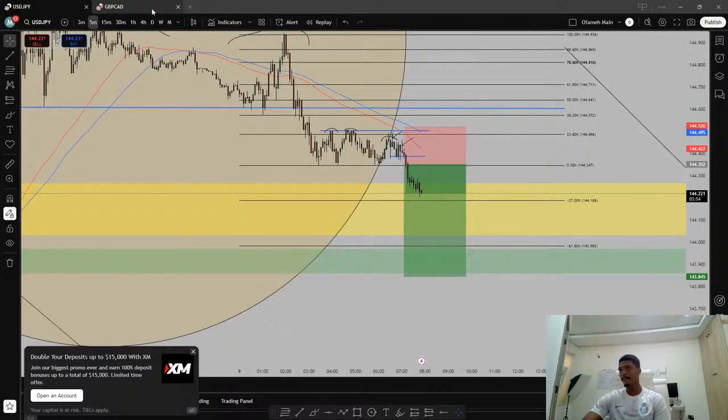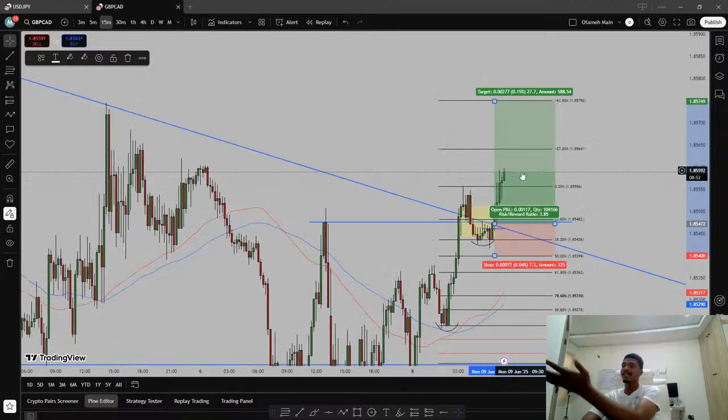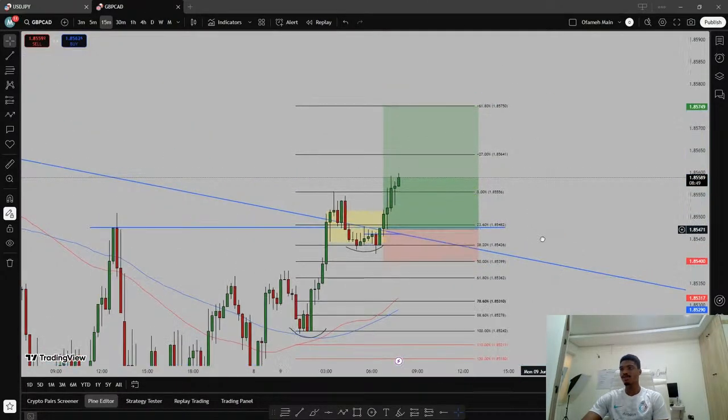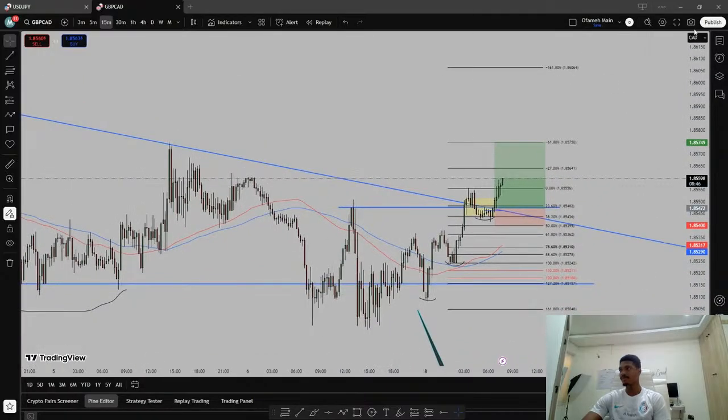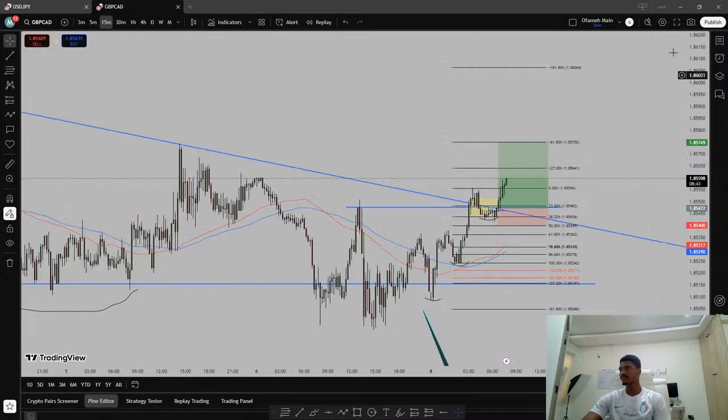GBP USD. Anybody that was looking out for GBP USD should have been in profit. Let's send this out to the community for people that might be asking, okay, where are we taking profits? Where are we doing this? Where are we doing that?